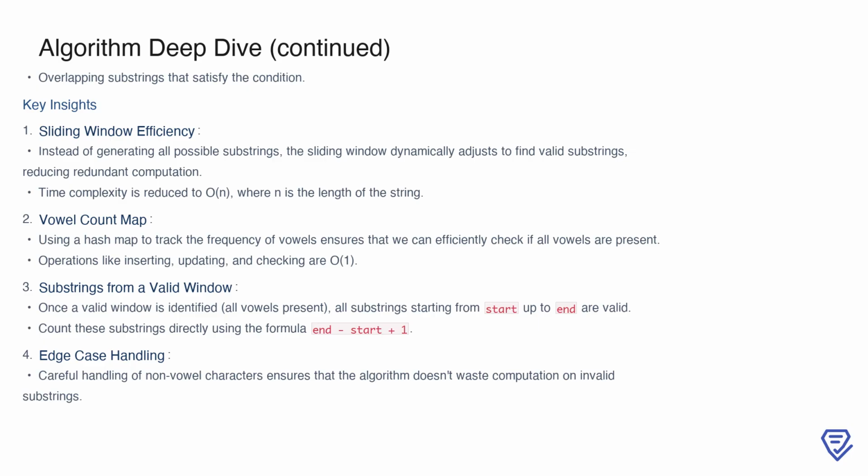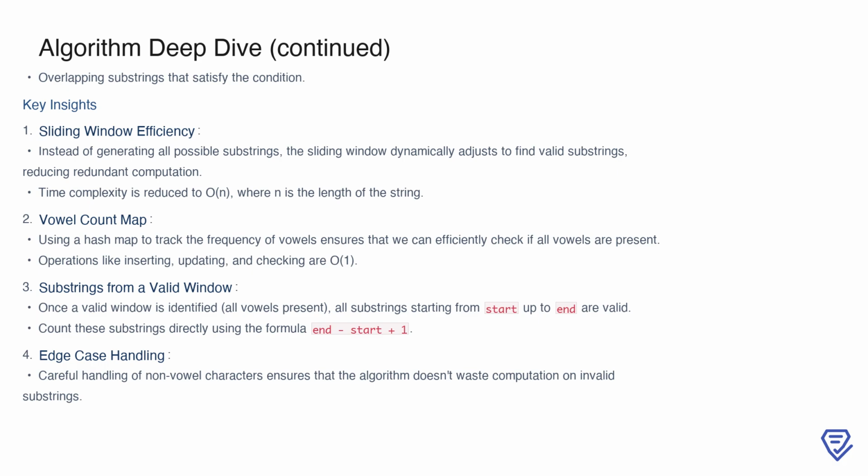The sliding window approach is highly efficient because it avoids the need to generate all possible substrings. Instead, the window dynamically adjusts to find valid substrings, reducing redundant computation. This optimization brings the time complexity down to O(n), where n is the length of the string. The frequency of vowels within the window is tracked using a hash map, which allows us to quickly check if all vowels are present. When a valid window is identified, all substrings starting from start to end are guaranteed to be valid, and we can count them directly using the formula end - start + 1. This avoids the need to iterate over each substring individually.